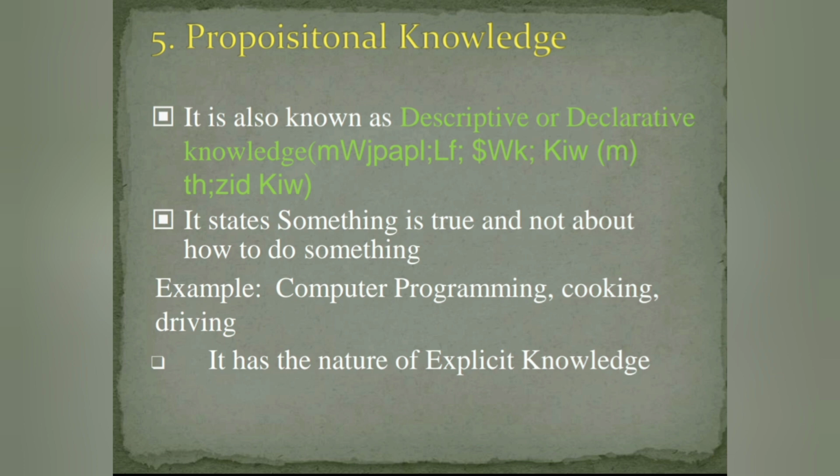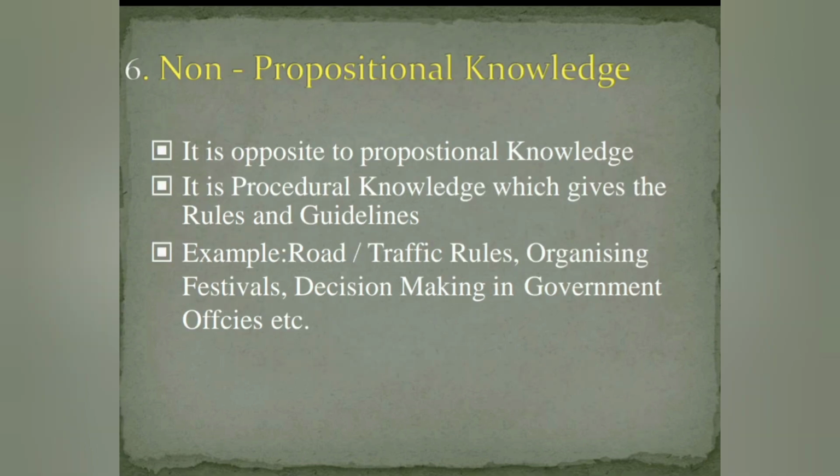The fifth type is propositional knowledge. So it is also known as descriptive or declarative knowledge, and it states that something is true and not about how to do something. For example, we can take computer programming, cooking or driving, etc. And the nature of explicit knowledge exists here. The sixth type of knowledge is non-propositional knowledge, and it is exactly opposite to propositional knowledge, and it is procedural knowledge, which gives the rules and guidelines in a sequence. For example, road and traffic rules or organizing some festivals or decision making in government offices, etc.